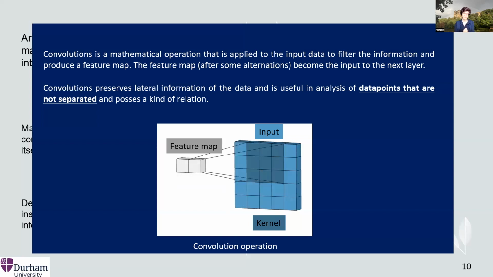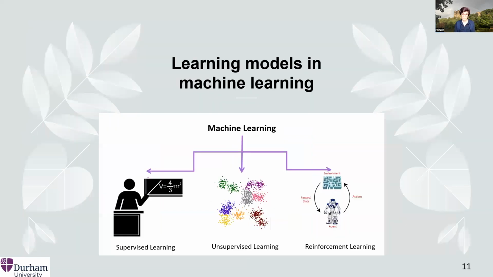So it's really important to consider that if our data points are not separated and have a kind of relation, it's always better to use deep learning with convolutional kernels rather than just machine learning that deals with everything just like a vector or points that have no relation to each other.